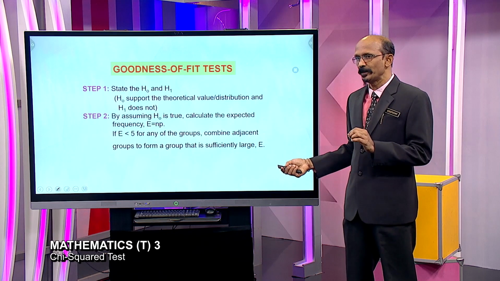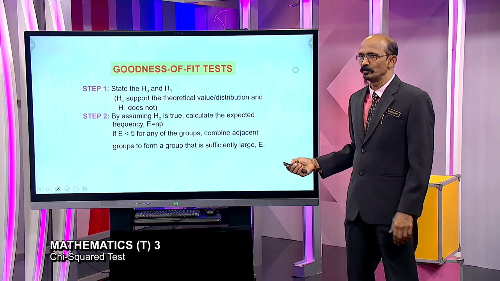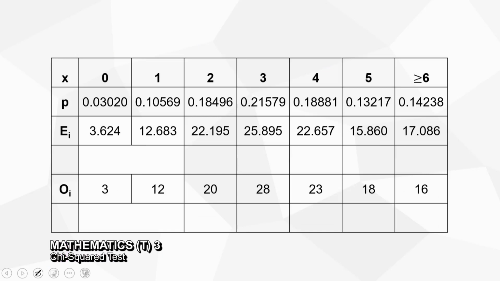If your expected frequency is less than 5, we combine the adjacent groups, as I show in the table below. In this table, the expected frequency here we calculate by multiplying this one with the total frequency here. So you get 3.62, which is less than 5. So we combine these two, which will give us 16.07. Then we add these two, we get 15. So this is how you combine the adjacent groups. We must remember that earlier we had altogether 7 columns, but now it becomes 6 columns.